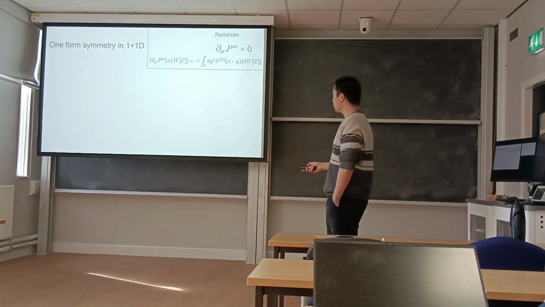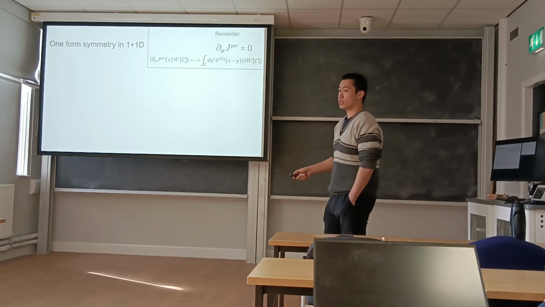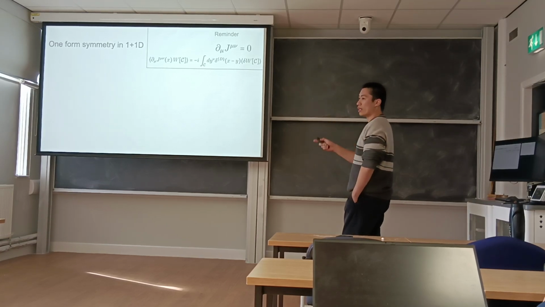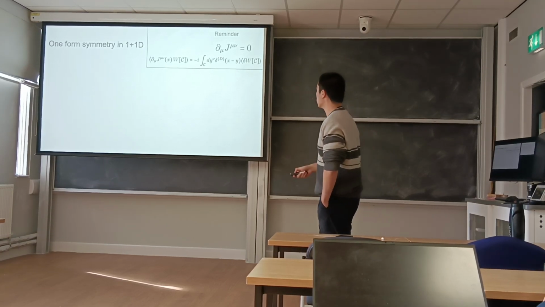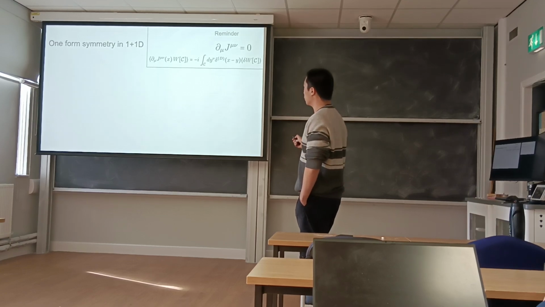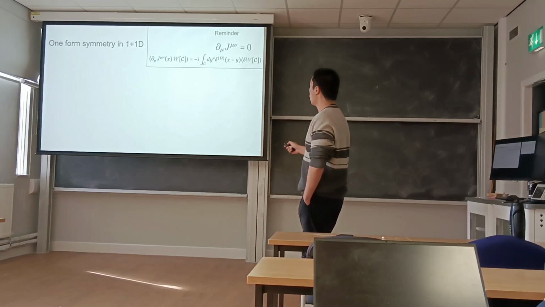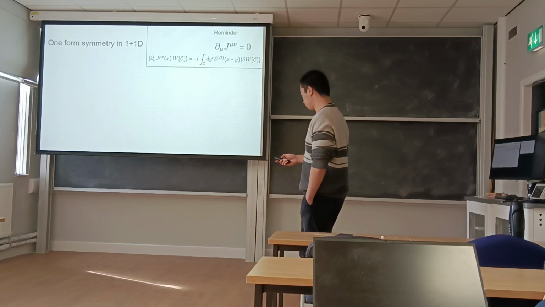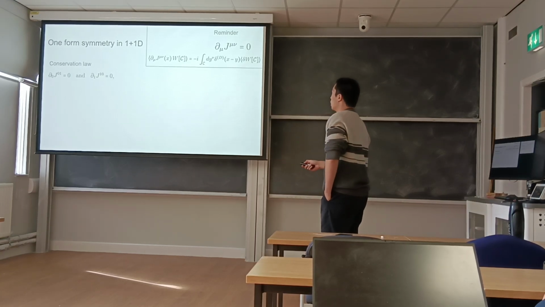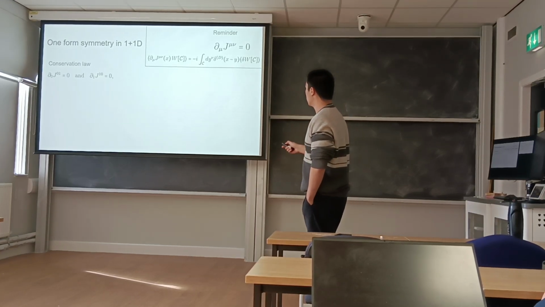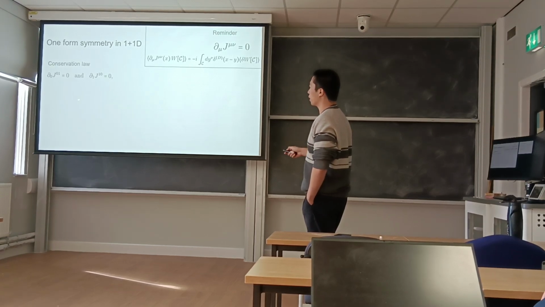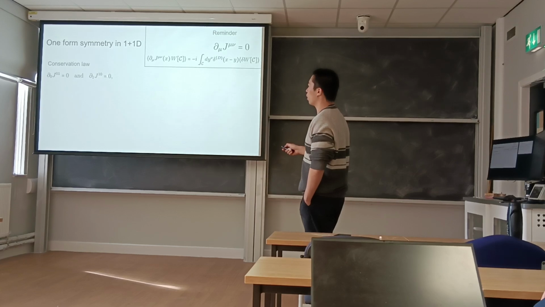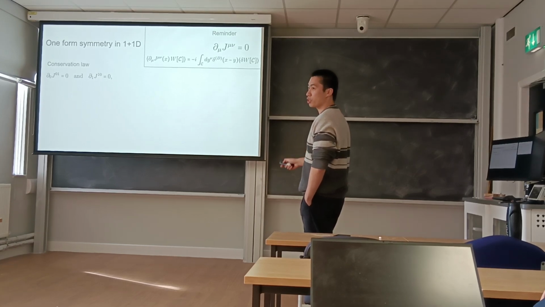So that is our preliminary understanding. Now to better understand this, let us look at one form symmetries in one dimension. In one spatial dimension and one time dimension. So here is a reminder of our continuity equation as well as our generalized Ward identity. Now, if you put in 0, 0 and you vary this, you get this one. And similarly, if you put in 1, 1 and vary, you get the conservation law.